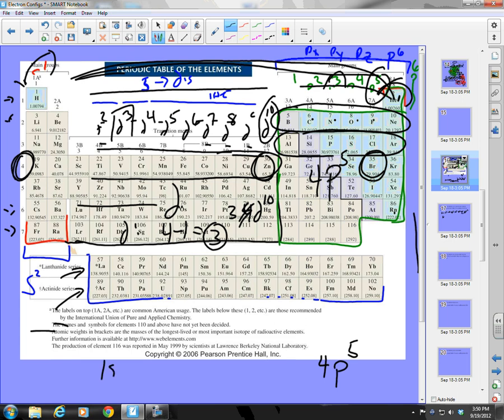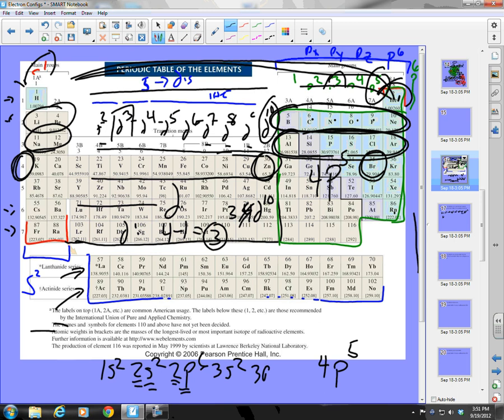Where do we start? Way over here, 1s2. And then I go through 3 and 4, 2s2. And then I go 5 through 10, 2p6. Remember, my p's are going to have the same number as my s's, right? So if I have 2s, it has to be followed eventually by a 2p. 2p6. Then electrons 11 and 12. Those are 3s2. And then electrons 13 through 18. Those are 3p6.